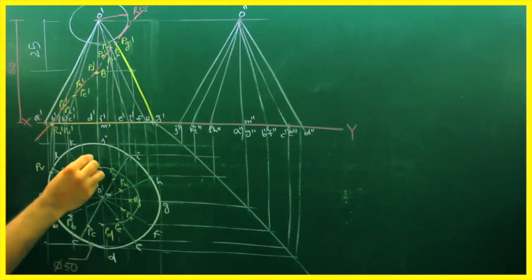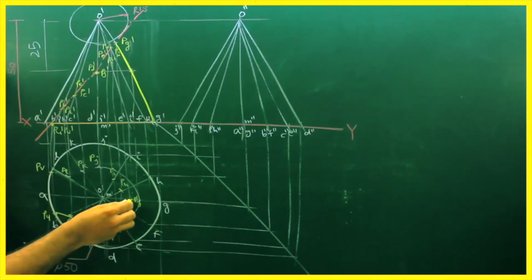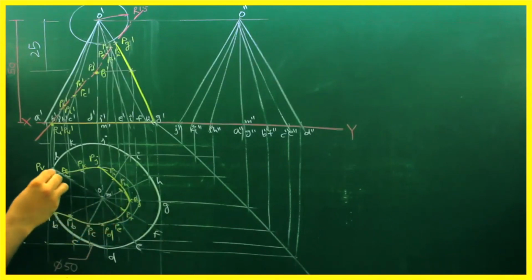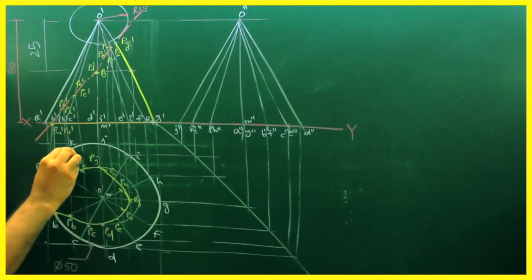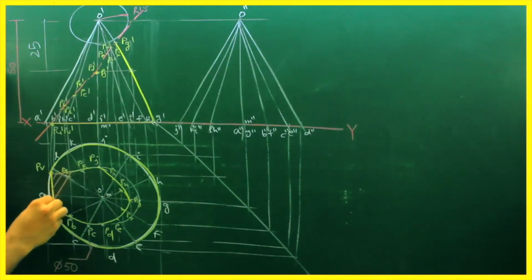This is PD, PJ. So this will be a smooth curve. This will be dark, and this entire portion will be dark. And this will be hatched.